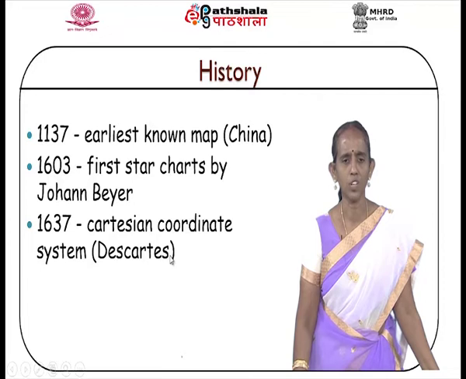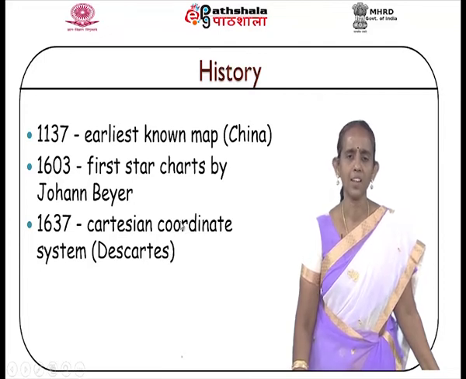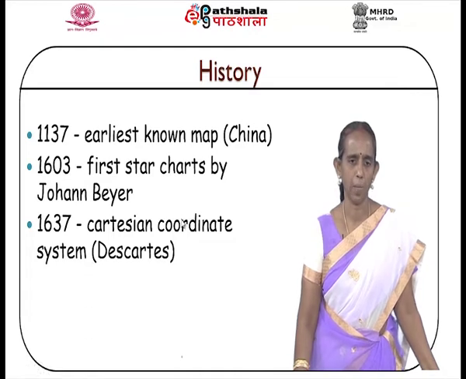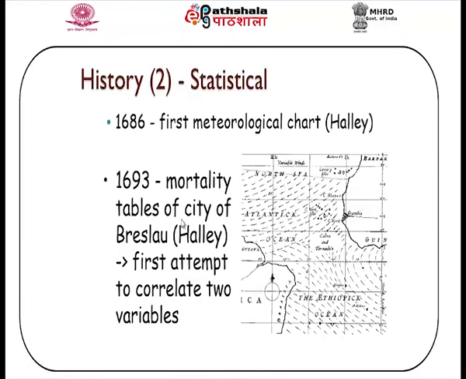In the Cartesian coordinate system, the entire data set is represented in the form of x and y axes, or Cartesian coordinates. Then, as an extension, in the year 1686 the first meteorological chart was made by a person named Halley, and the chart is also named Halley's chart. This is an example of Halley's chart.